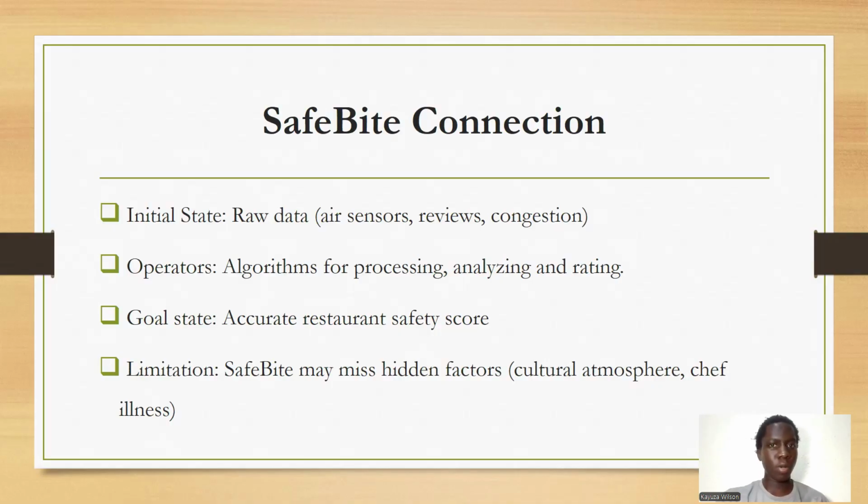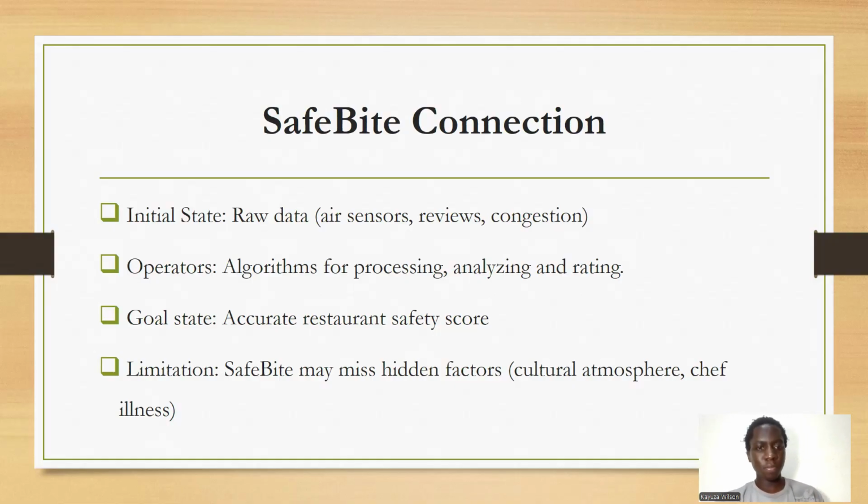So in SafeBite, we can think of problem solving this way. The initial state is the raw data that is collected from the restaurants. For example, the air sensors can pick up the air quality values, the reviews from previous customers that have used those restaurants, the congestion, and any other data that can be collected. Those are the initial states.